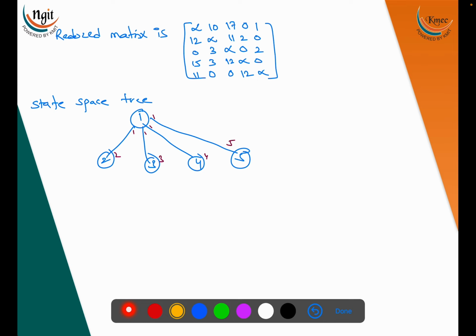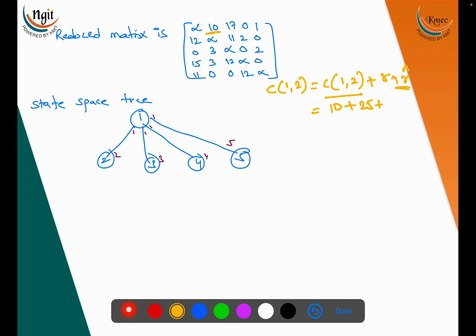So now what we'll do is, we'll find out the cost of 1 comma 2. So what is the cost of 1 comma 2? Let's see how I'll find C of 1 comma 2. C of 1 comma 2 is, from the adjacency matrix, C of 1 comma 2 plus R plus R cap. So C 1 comma 2 is 10, plus reduction cost is 25.